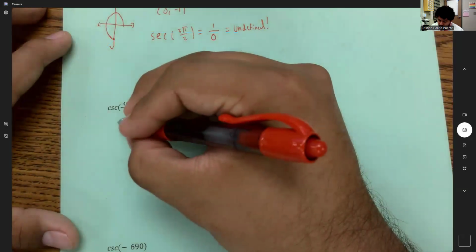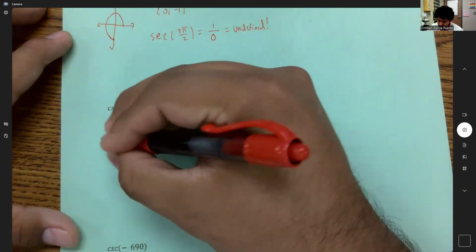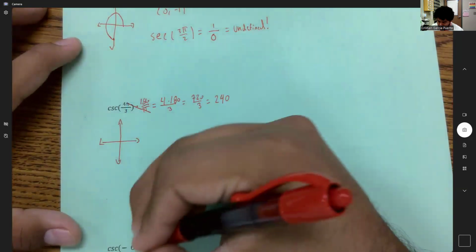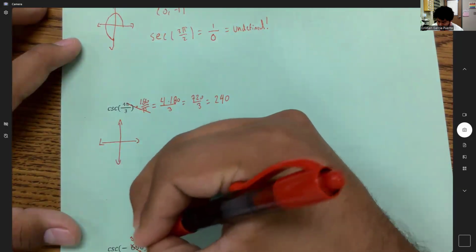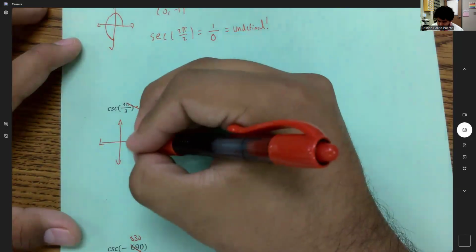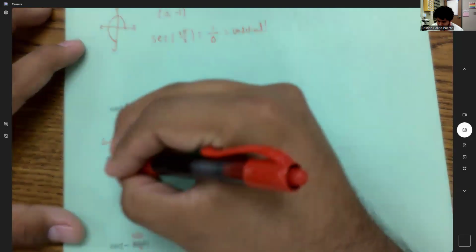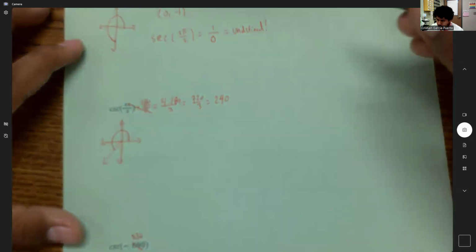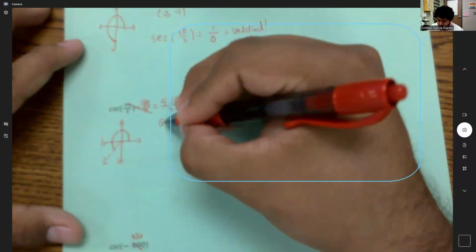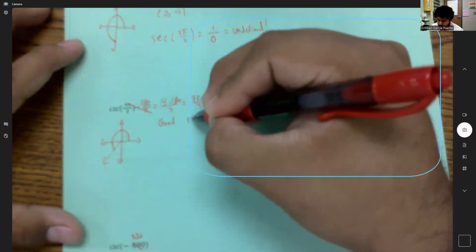And now since we have our degree, we're just going to draw our angle. So is 240 bigger than 90? Yes. Is it bigger than 180? Yes. Is it bigger than 270? No. So we know we stop here. Which quadrant did I stop in? Quad 3. So I'm going to write down quad 3.